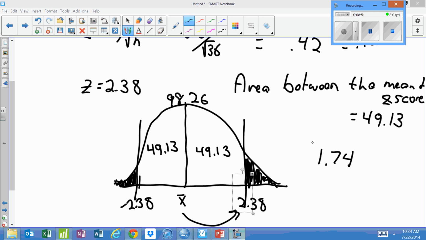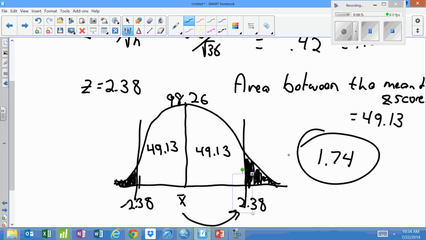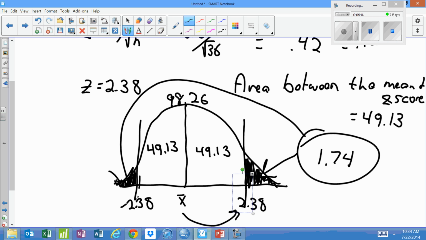This 1.74 represents the percentage left in our two tails. And since we are running a two-tailed test, we need to look at both tails combined. So we've got 1.74% of our data lies in those two tails. That number is less than our 5%, or our 0.05, which shows us that, remember this is 1.74% of our data. Since it is less than 5%, we can reject our null and accept our alternative that there is a difference between the sample score and the population score.